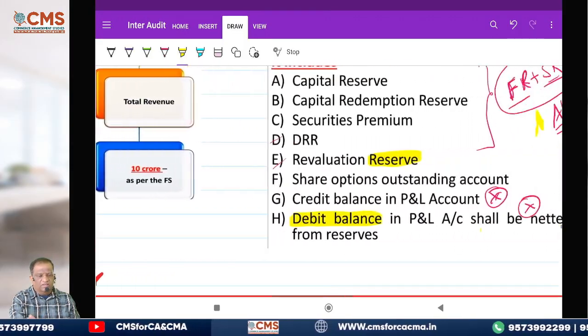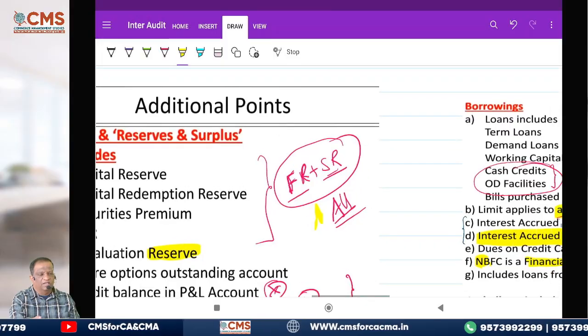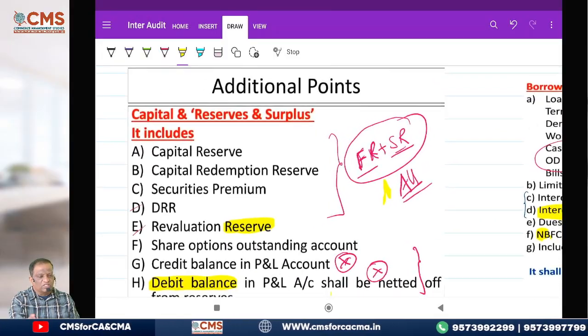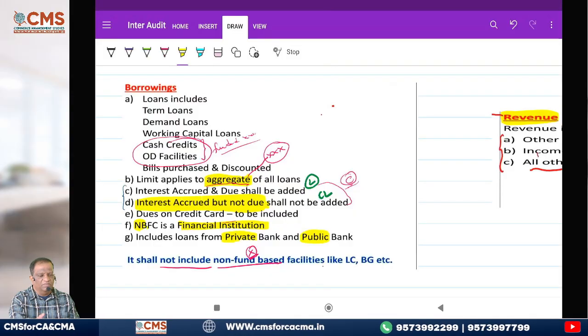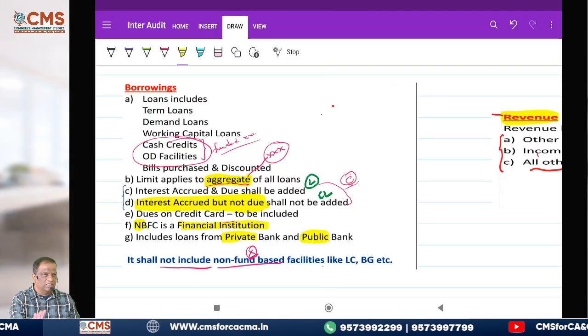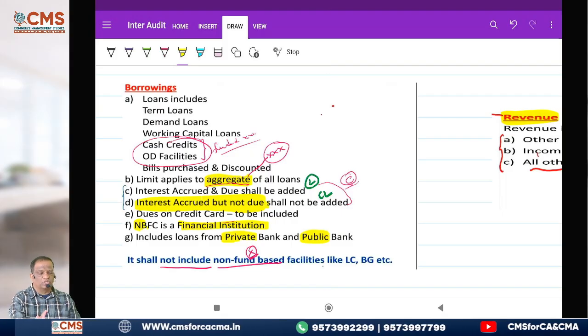But still, that needs to be discussed further in terms of what is the definition of this term, reserves and surplus, and all of it. But considering the time, I'm not getting into all those, but I will get into this borrowings, which is asked, and it may cost you 5 marks.